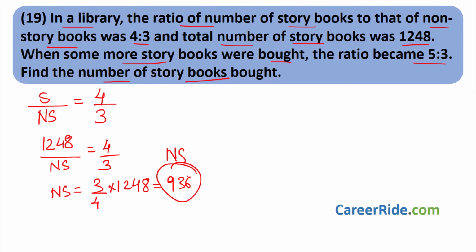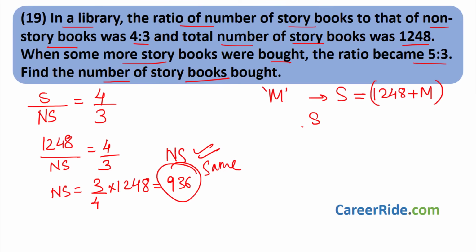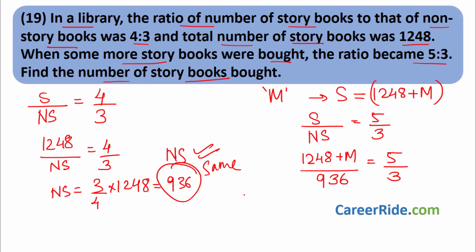Now in the second case, some more storybooks were bought. So non-story books will remain the same. It won't change. Now some more storybooks were bought, right? Let us assume that m number of storybooks were bought. So what is the number of storybooks now? It would be 1248, that is the previous amount, plus m. This is the new number of storybooks, and they have given the ratio became 5:3, that is the ratio of storybooks to non-story books became 5/3. Number of storybooks are now 1248 plus m divided by 936. Why? Because that is the number of non-story books, that would be 5/3.